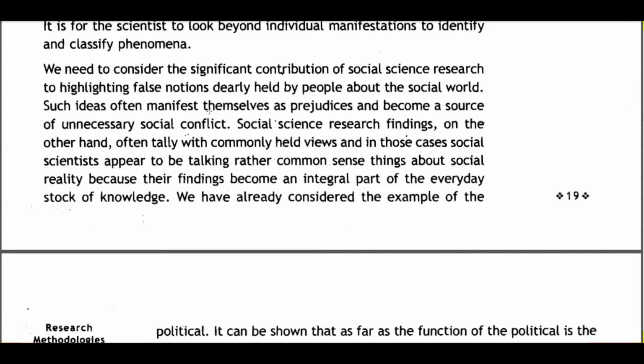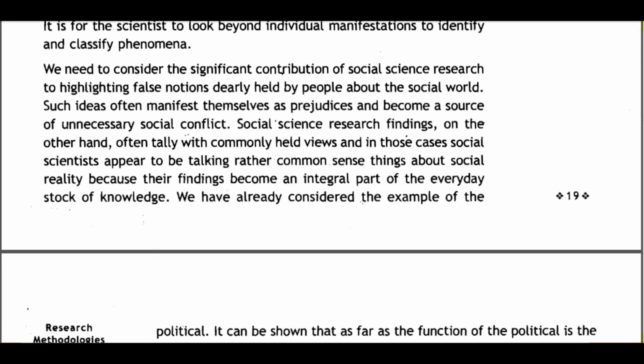Such ideas often manifest themselves as prejudices and become a source of unnecessary social conflicts. Social science research findings, on the other hand, often tally with commonly held views, and in those cases social scientists appear to be talking rather common sense things about social reality, because their findings become an integral part of the everyday stock of our knowledge.